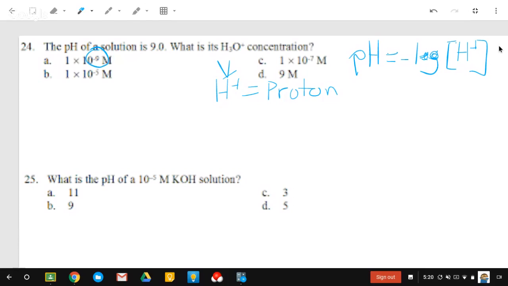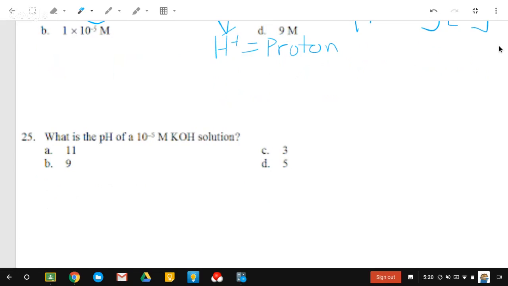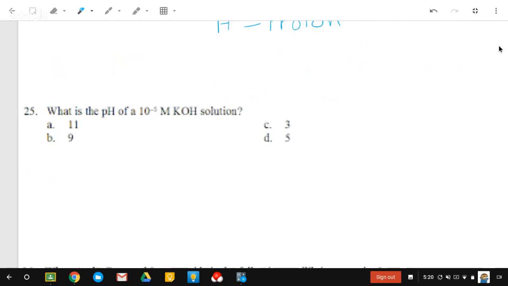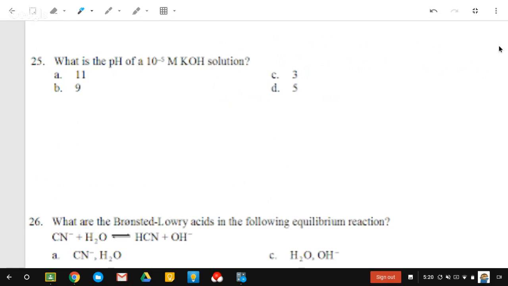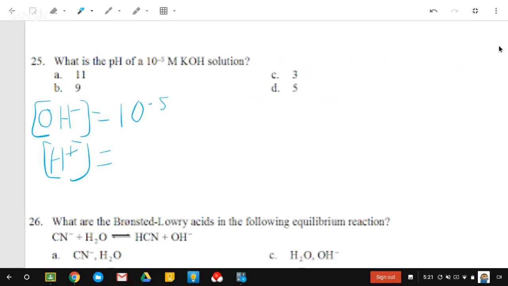So if, in number 25, they give you a base, that changes things up a lot, because what they're telling you with that is that the OH concentration, not the H concentration, which is like the opposite of H, is 10 to the negative 5. And we just have to keep in mind that the two of them, hydrogen and hydroxide, or OH, are balanced to both be 14. So if it's negative 5, then H must be negative 9. They both have to come together to be negative 14.